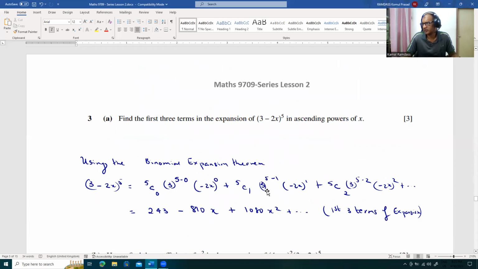Et là, c'est une autre question, involving the binomial expansion. Dans ça, papier la même. Find the first three terms in the expansion 3 minus 2x to the power of 5 in ascending powers of x. OK?